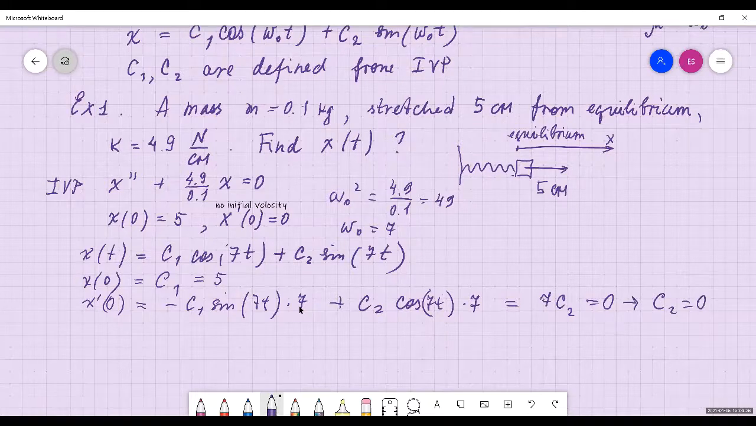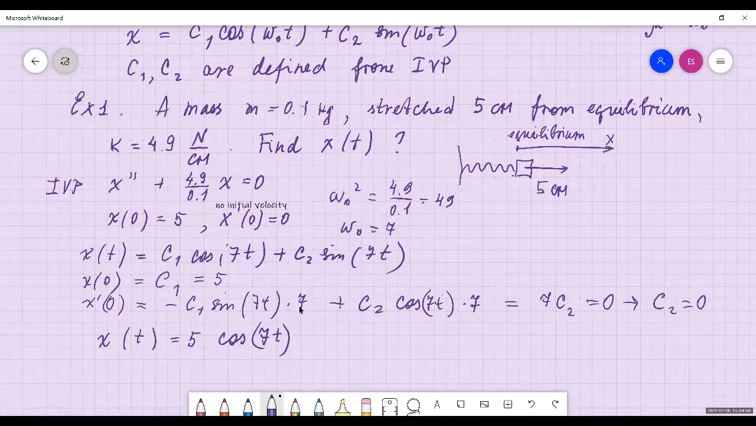We know that no initial velocity was given, so we get that c2 equals 0, and our final answer is x of t equals 5 cosine of 7t. That's how the object is going to move. So you stretch it and it's going to oscillate as a cosine. Pure cosine with amplitude 5 and circular frequency equal to 7, right?